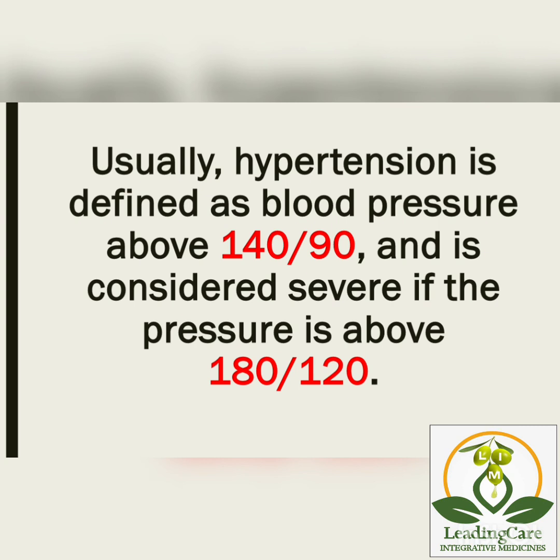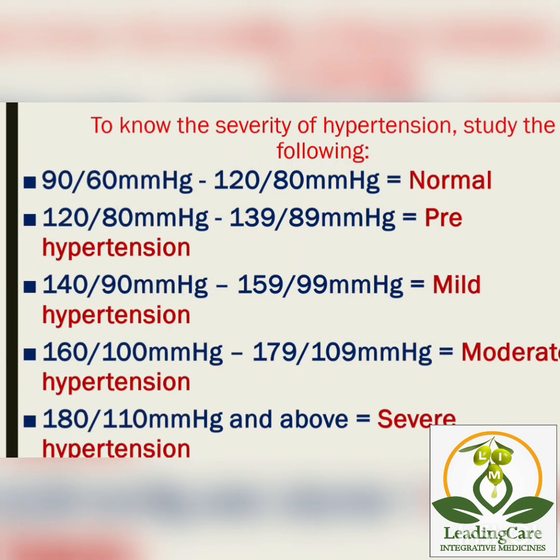Now, usually, hypertension is defined as a blood pressure above 140 over 90, and is considered severe if the pressure is above 180 over 120. How true is this? Let's go. To know the severity of hypertension, study the following. 90 over 60 millimeter of mercury to 120 over 80 millimeter of mercury is normal. If you have any reading that falls in this range, you have normal blood pressure.